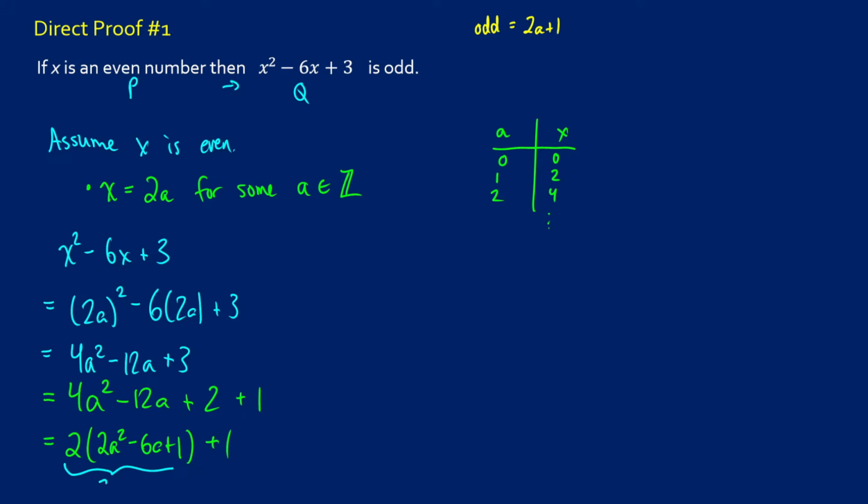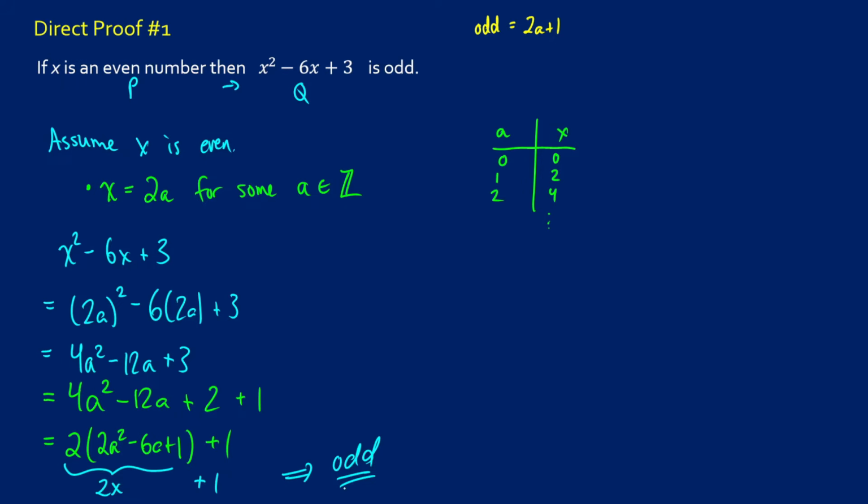So this right here is of the form 2 times x plus 1, which tells us that this is odd. So by using the definition and our assumption that x is even, we have shown that x squared minus 6x plus 3 is going to be odd, just looking at the form.